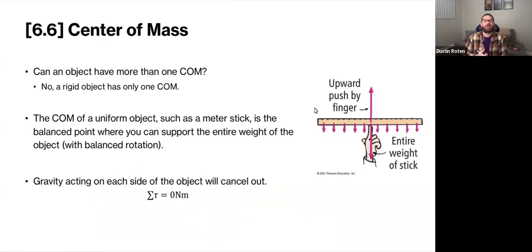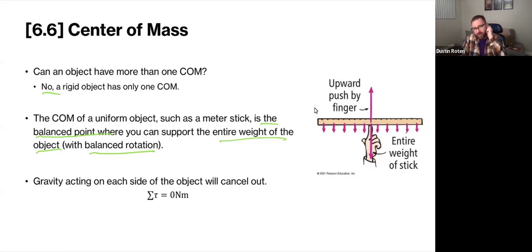This sort of begs the question, can an object have more than one center of mass? And the answer is no. If it's a rigid body and it's not some crazy weird thing, it's essentially going to have just one center of mass that you can calculate. The center of mass for any uniform object, like this meter stick, is essentially the balanced point where you can support the entire weight of the object with just this one point. Okay, and it's a balanced rotation.